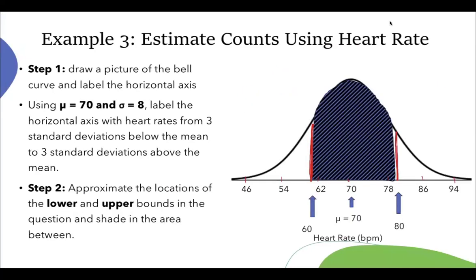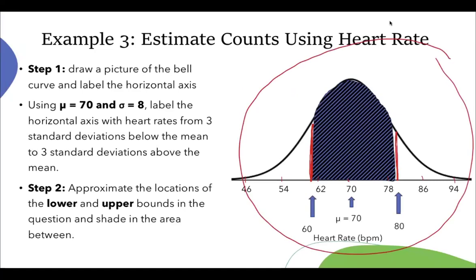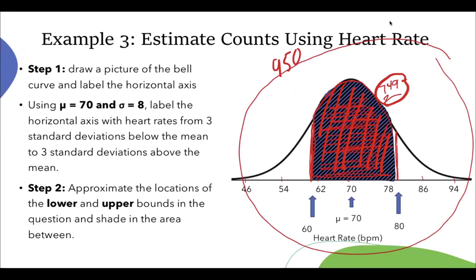Okay, so looking at this picture, 749 is our answer, the count of the number of people that fall in this range. And 950 was our total. Looking at the picture, it seems reasonable. This piece of area is a pretty large chunk of the bell curve, and therefore it should be a large number like 749 as compared to the total 950. So my answer seems to be reasonable.